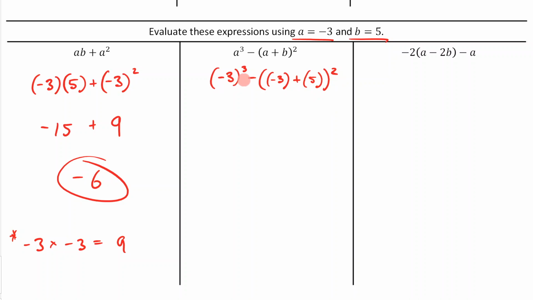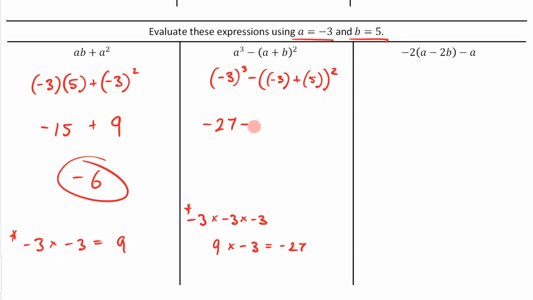Negative 3 cubed is going to be negative 27, because it's negative 3 times negative 3 times negative 3. Negative 3 times negative 3 is positive 9. 9 times negative 3 is negative 27. So we spoke about that previously.